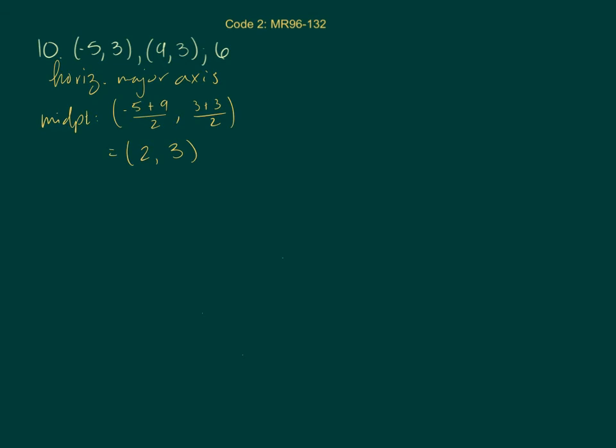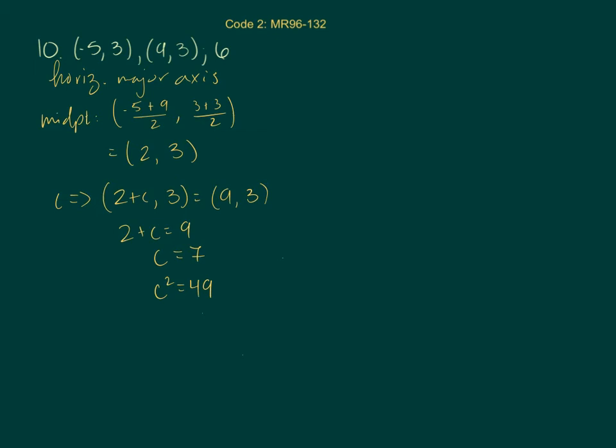And then we're going to find our c by solving, right? If I have a horizontal major axis, I'm adding c and subtracting c from the x coordinate of my center. So I'm going to do (2 plus c, 3) has to be equal to (9, 3), right? So 2 plus c has to be equal to 9. c has to be equal to 7. So c squared is 49.